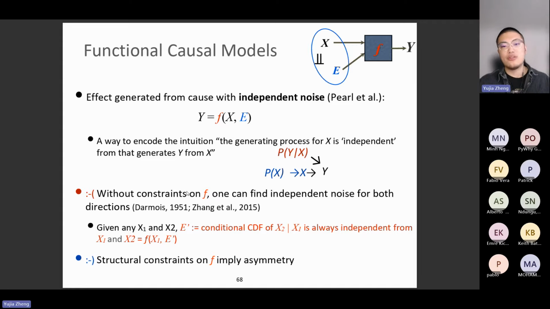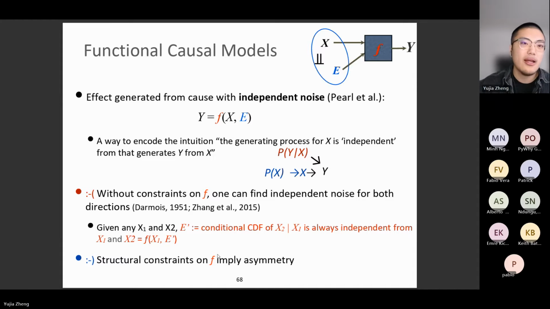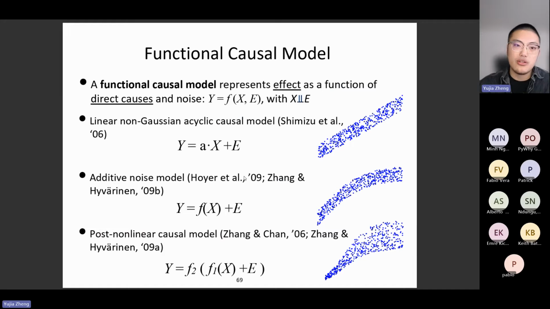However, without any constraint on f, one can find independent noise for both directions, which means that even if we cannot distinguish cause from effect, there will still be that kind of independent noise. So we cannot really test the bivariate causal relation based only on independent noise if we do not have any constraint on f. So yeah, we need to find some structural constraint on f to get some asymmetry, which means that if we reverse the cause and effect, we cannot get independent noise, so that we can distinguish cause from effect. And there are some types of functional causal models with that kind of guarantee. For example, the linear non-Gaussian model has the asymmetry, and so do the additive noise model as well as the post-nonlinear causal model.